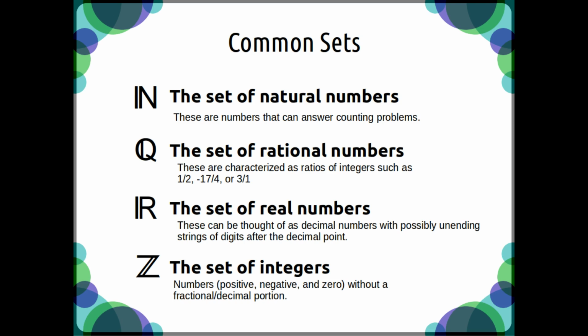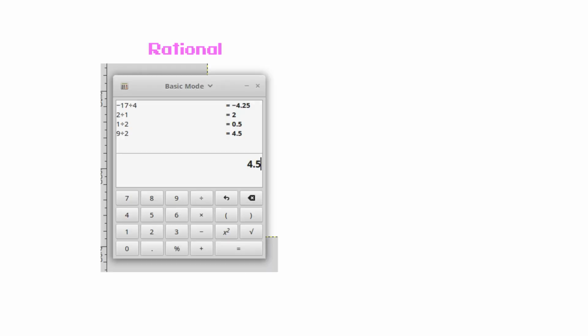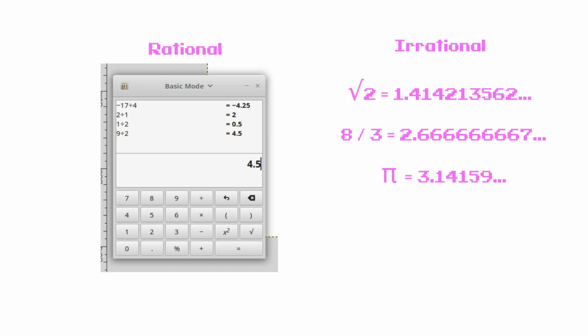So the set of natural numbers are basically counting numbers. They don't include negative numbers. The set of rational numbers are ratios, so like 1/2 or -17/4 or 3/1. Remember that with rational numbers, if you divide the numerator by the denominator, you get something with an ending decimal point. So the irrational numbers are the ones like the square root of 2, where you'd get some sort of really long answer and the decimals go off forever.